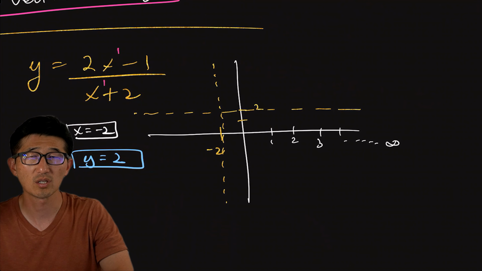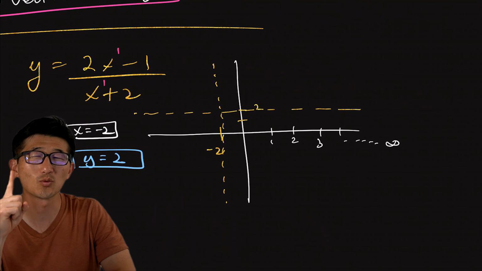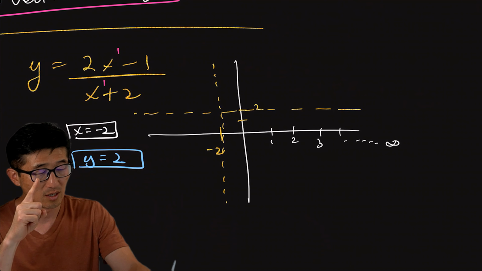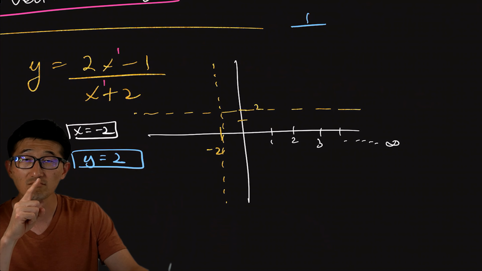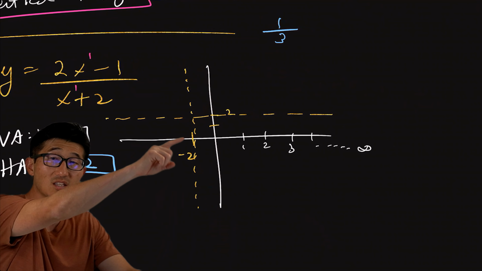Wait, what did I tell you to plug in? I forget. Oh my god, I literally forgot what I told you to plug in. 1? If you plug in 1, you get 2 times 1 is 2, 2 minus 1 is 1. So you get 1 over what? 3. 1/3. Well, isn't that underneath the 2?